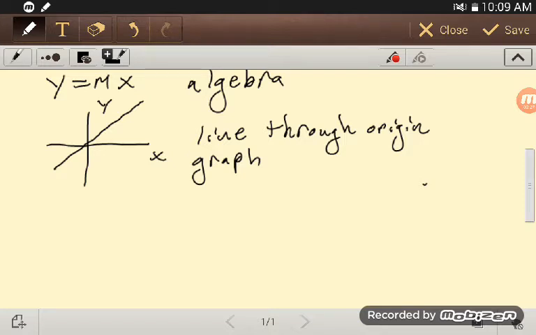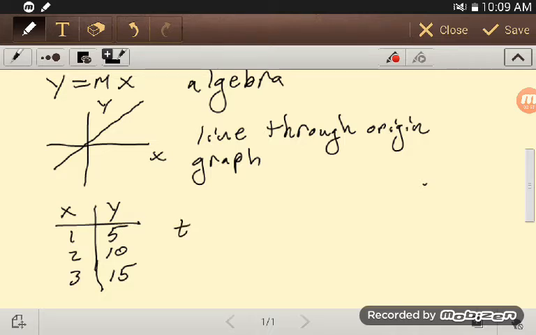Then we still had tabular as well, where if I see something like, we'll make it simple, 1, 2, 3, and then y is a multiple of each of these. Maybe this is 5, then 10, then 15. So we see y is just 5 times x. Well, then this is a table or tabular language. But all of those represent this same idea.